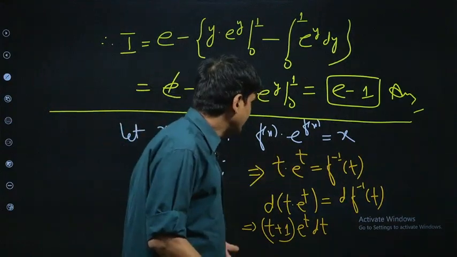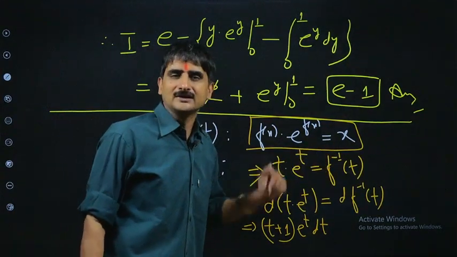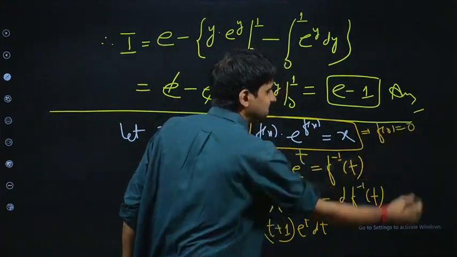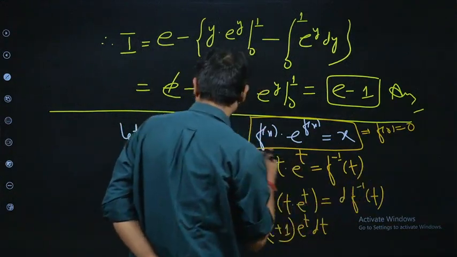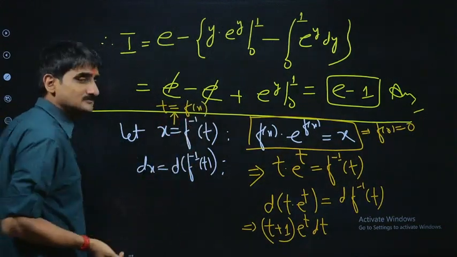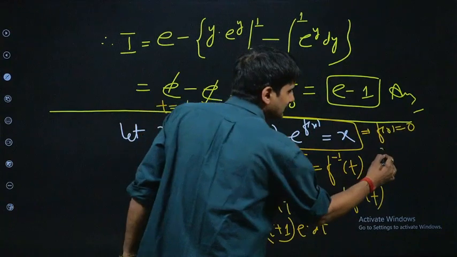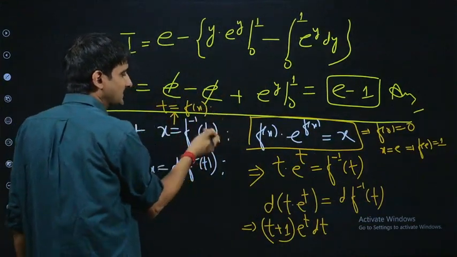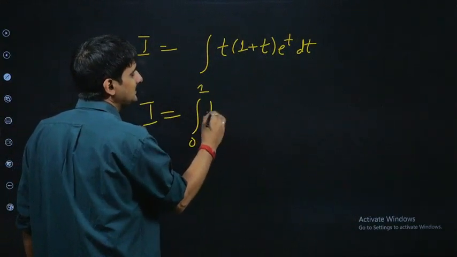And what about the limits? Here itself, because when x is 0, what is f of 0? You will say f of 0 has to be 0. So when x is 0, f of 0 has to be 0. Similarly, can't we say that t is f of x? So when x is 0, f of 0 is 0, so t is 0. And when x is e, we know f of e has to be 1. So f of e is 1, so t is 1. So exactly the same form we got. So I is equal to the integral from 0 to 1 of t into 1 plus t.